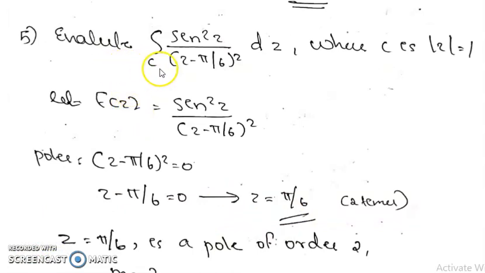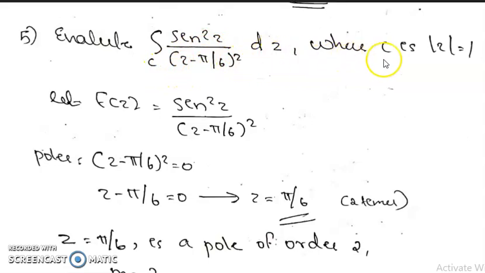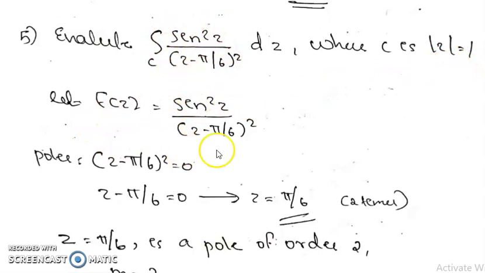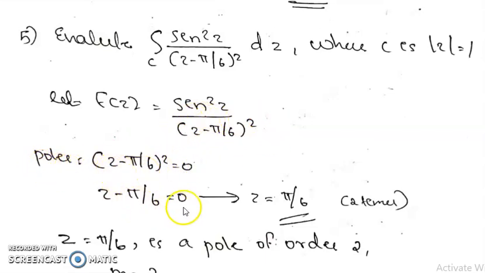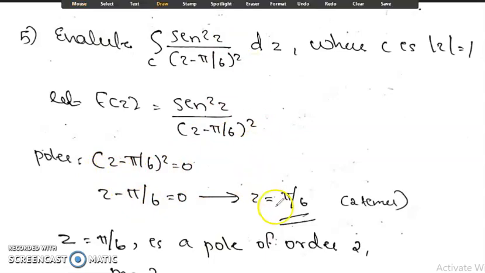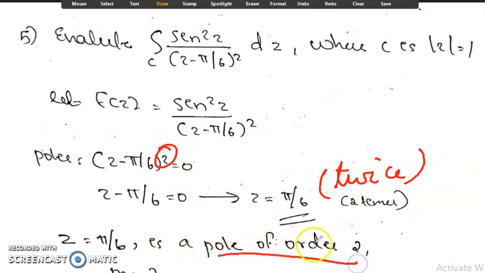Okay, next question. Evaluate integral over C of sin square z by (z - pi by 6) the whole square dz, where C is mod z equal to 1. So we take the function as f of z, sin square z by (z - pi by 6) whole square. Now finding the poles, equate the denominator to 0. We get z is pi by 6. It's a double pole, okay? It is repeated twice because we have the square here. It is a pole of order 2.